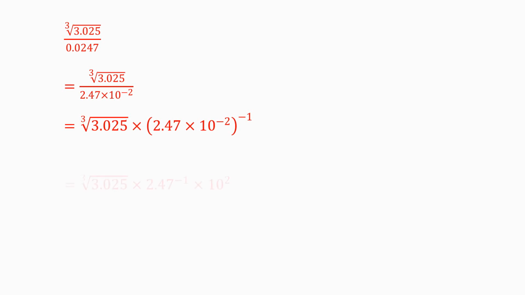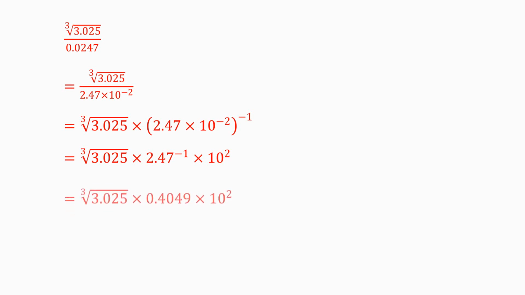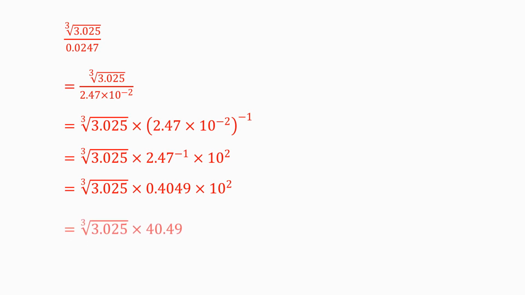We open the bracket, we have the cube root of 3.025 times 2.47 raised to power negative 1 times 10 raised to 2. So we read off the value of the reciprocal of 2.47. It's 0.4049. So we multiply times 10 raised to power 2, we have 40.49. Hence, the reciprocal of 0.0247 is 40.49.